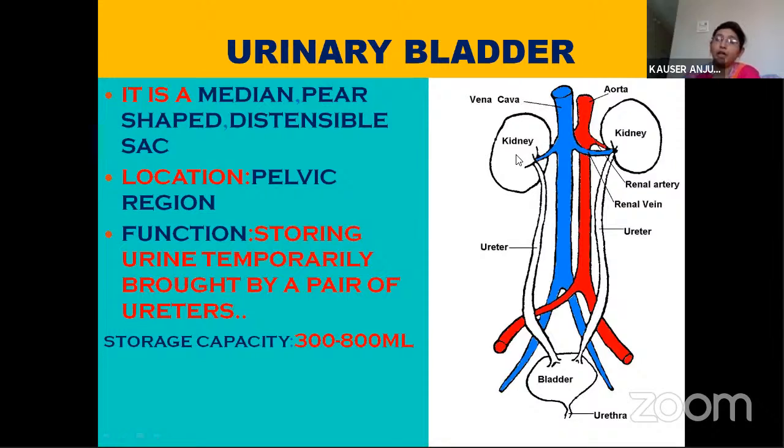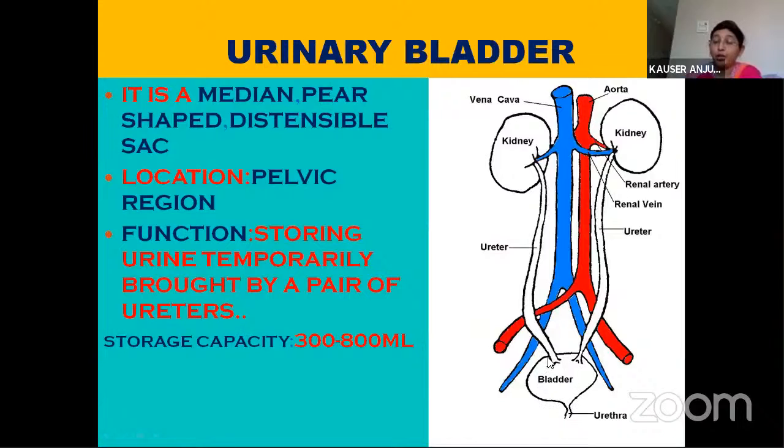See here, children, kidneys are 2 in number. One is on the right side and the other is on the left side, isn't it? But the bladder is only one. Where is it, on the right side or the left side? No, it is not present on either the right side or the left side. It is present in the center. So it is called median. Median in the sense in the middle, in the center.